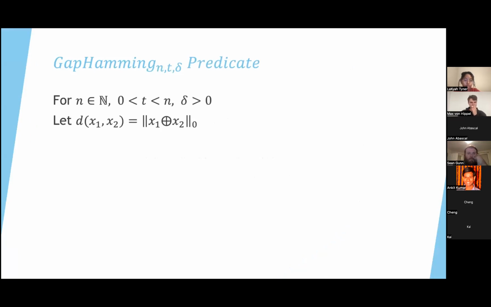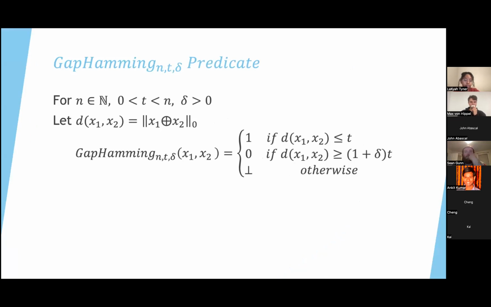Okay, so let's remind ourselves what the gap Hamming predicate says. Let D of x1, x2 again equal the Hamming weight of x1 XOR x2. Then gap Hamming is equal to 1 if that distance is less than or equal to T. It's equal to 0 if that distance is greater than or equal to 1 plus delta times T. And it's equal to bottom otherwise.